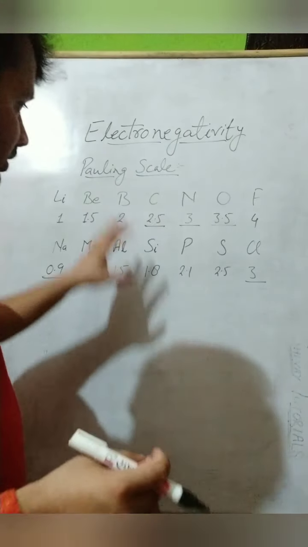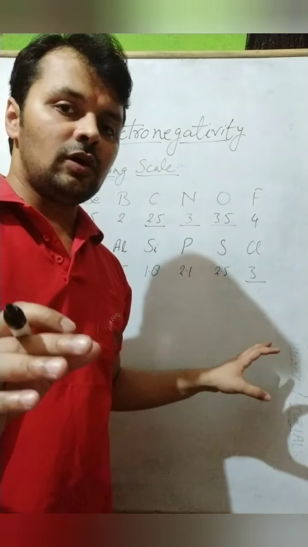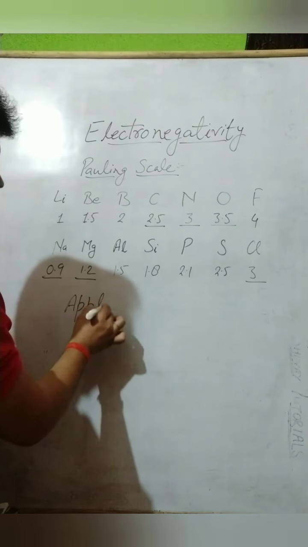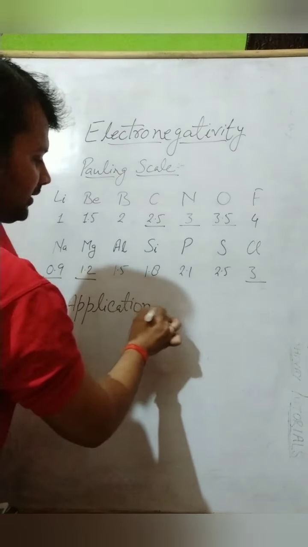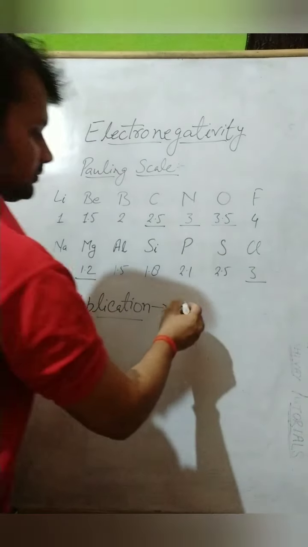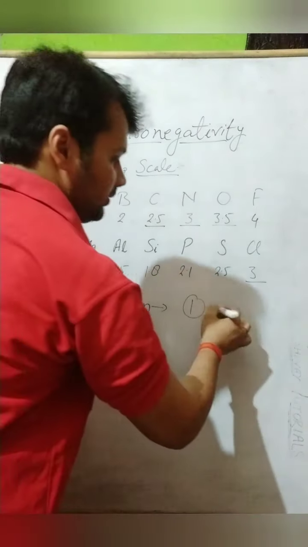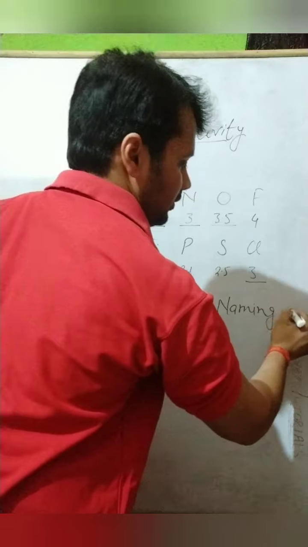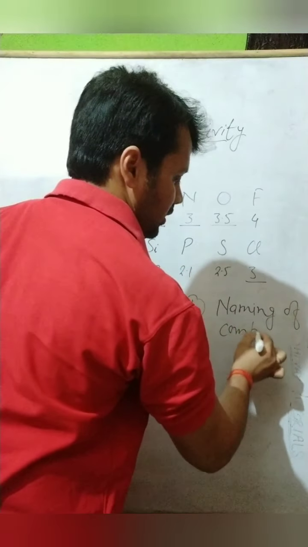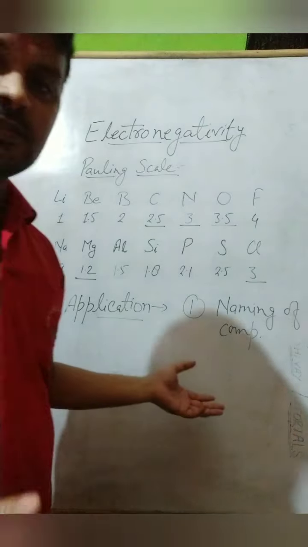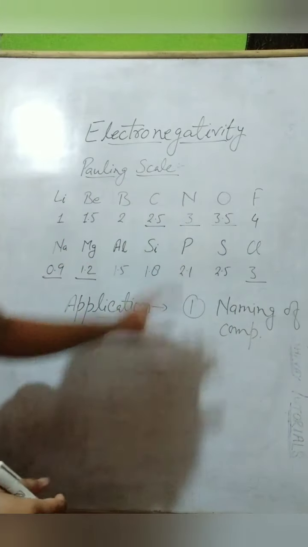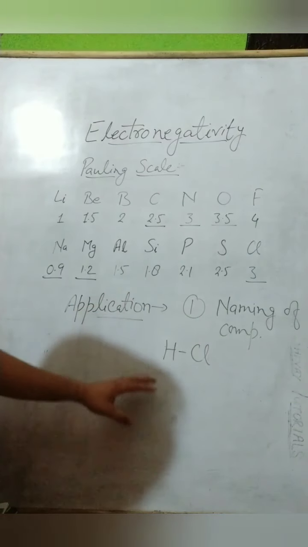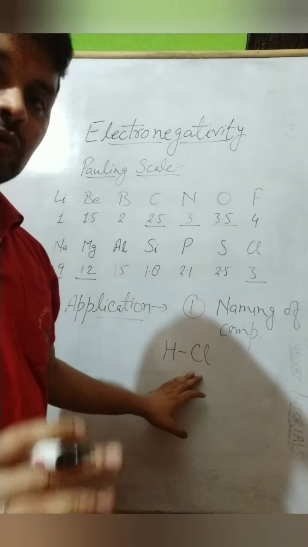Now let's discuss, on the basis of these values, some applications of electronegativity. Some important applications where it is used: the first point is the naming of the compound. That means nomenclature, right? So for example, if we know some compounds like hydrochloric acid, this is called hydrogen chloride. Why is it called hydrogen chloride?